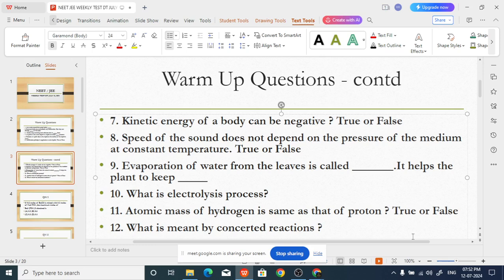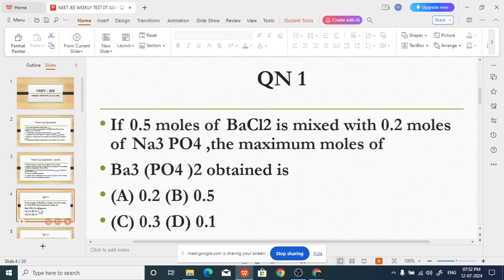Anyway, I also forgot about the answers for this, so I am just skipping question 12. Now we'll go to the actual neat questions. These were all warming up questions. We have tried, and we are going to the neat questions. So can anybody read this?